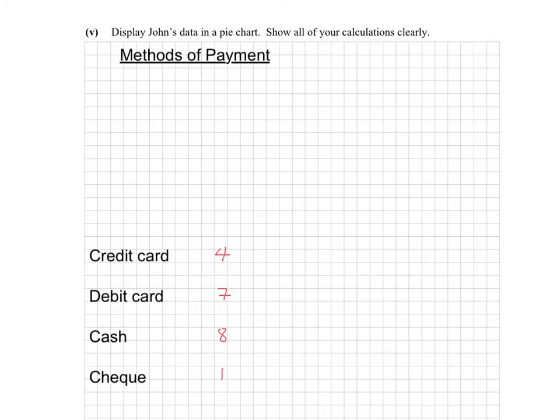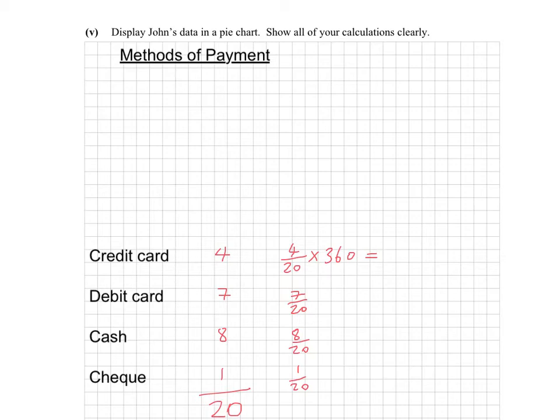Okay, so we have all the data, and we're now asked to draw a pie chart. So I should point out at this stage we have a total of 20 values, and 4 credit card, 7 debit card, 8 cash, 1 check. So 4 out of 20 are the credit card. 7 out of 20 are debit, likewise for cash and check. So that's the fractions of your pie chart. Now, that's all the pie chart is, it's just fractions. So what's a fraction of 360 degrees? 360 degrees being that full turn.